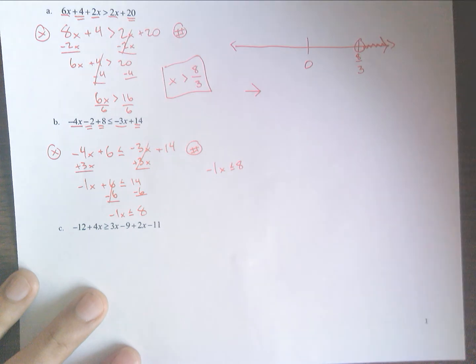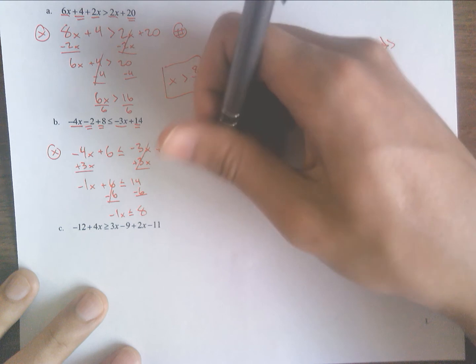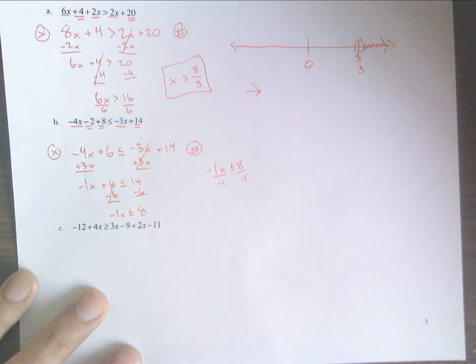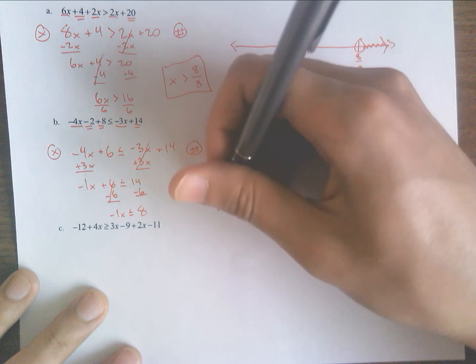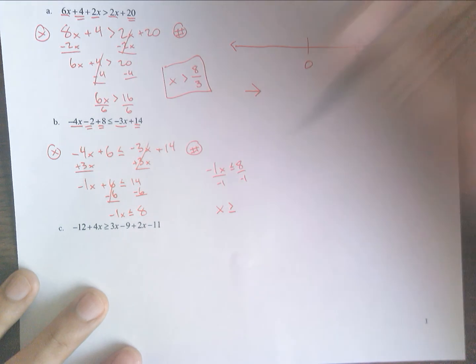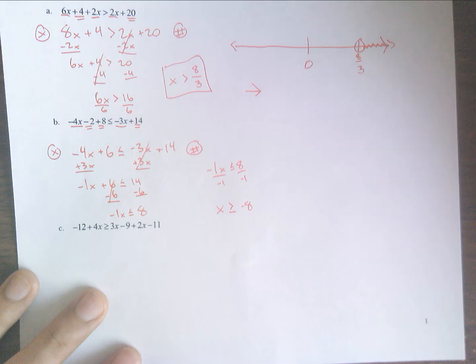Our last step, we've got negative 1 times x. So in order to get rid of that, we have to divide by negative 1. Now, since we're dividing by a negative, we got to flip that inequality. So we have x is greater than or equal to 8 divided by negative 1, which is negative 8. And that is our solution.